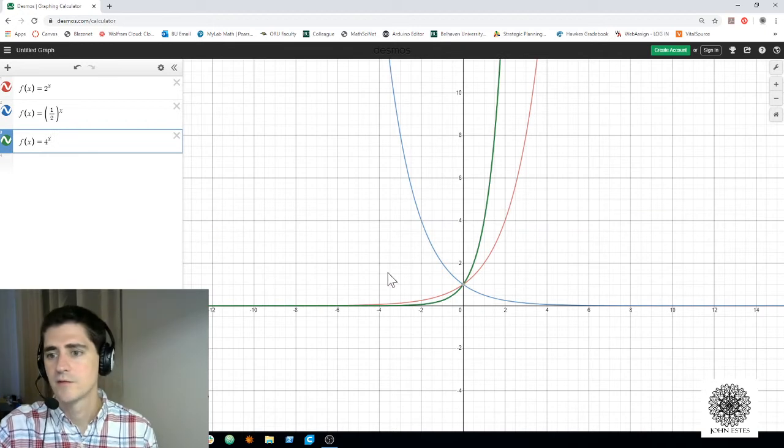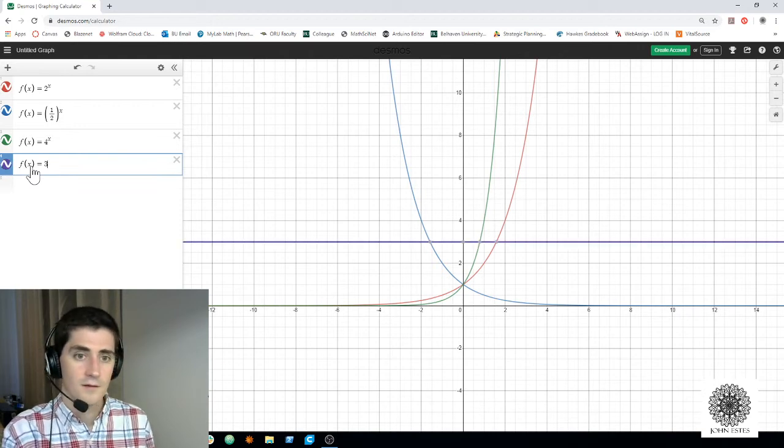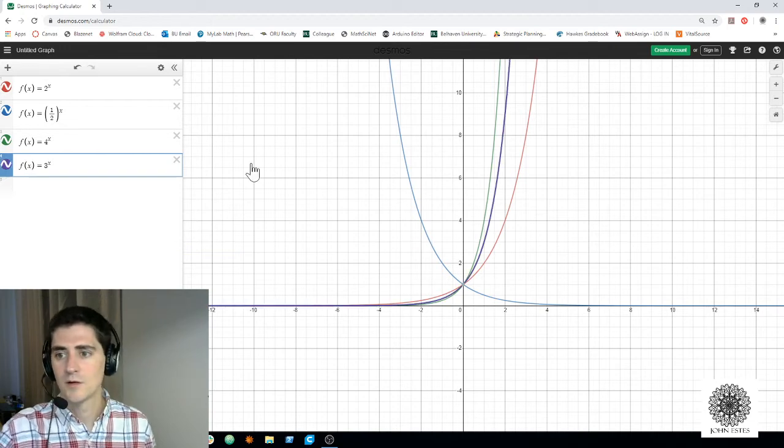With this green line, which is 4^x, it looks like it grew a little faster than 2^x, which makes sense because 4 is going to grow faster than 2. So powers of 4 are going to grow faster than powers of 2. If I do 3^x, I imagine it's going to be somewhere in between. Yeah, look at that. The purple line is between the green, which is 4^x, and the red, which is 2^x.